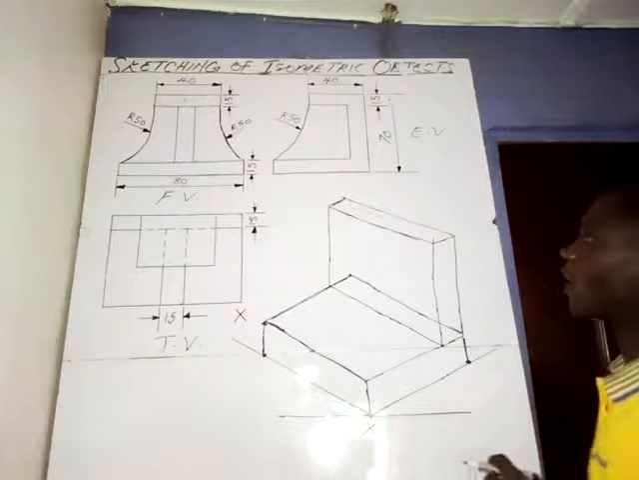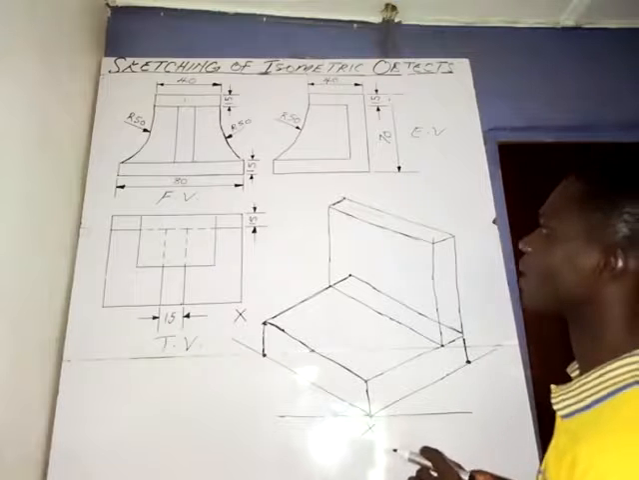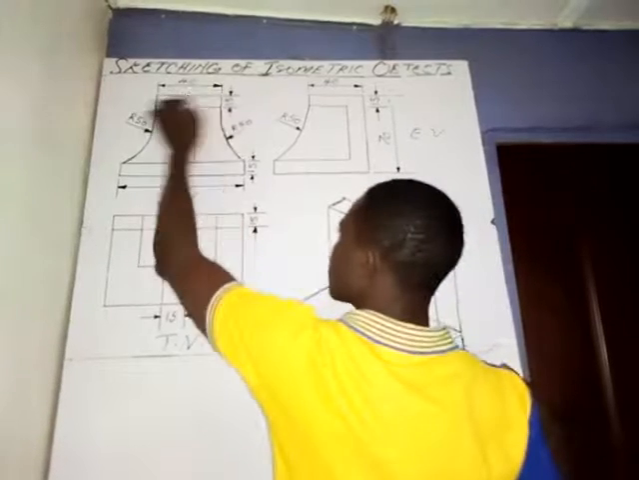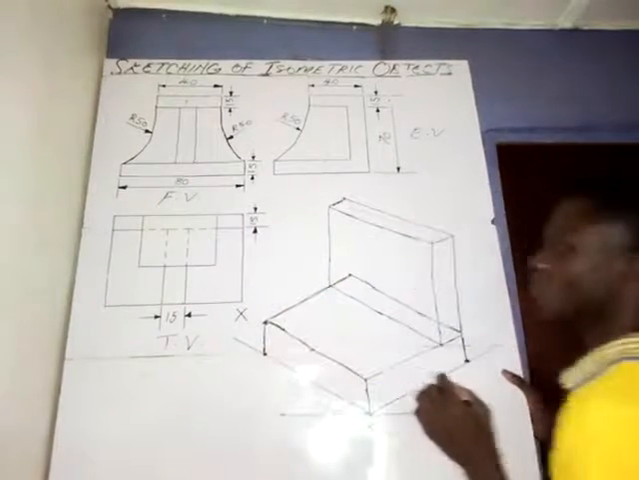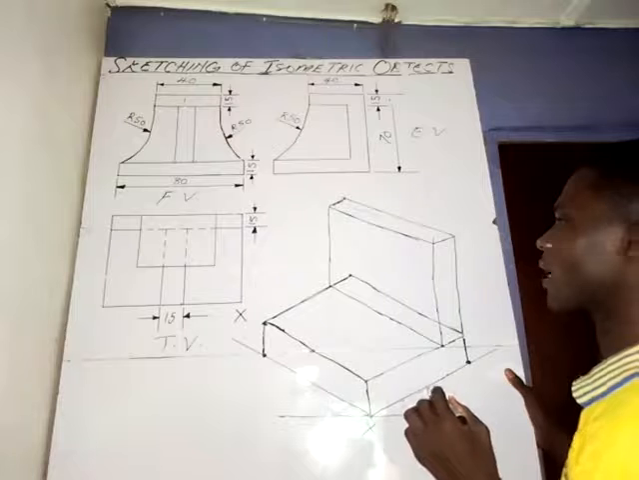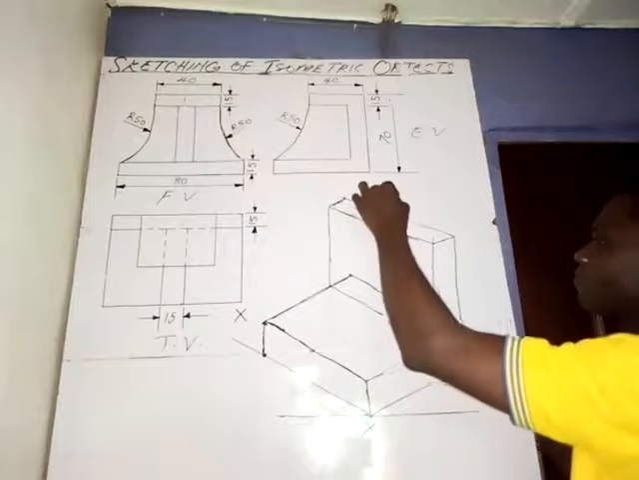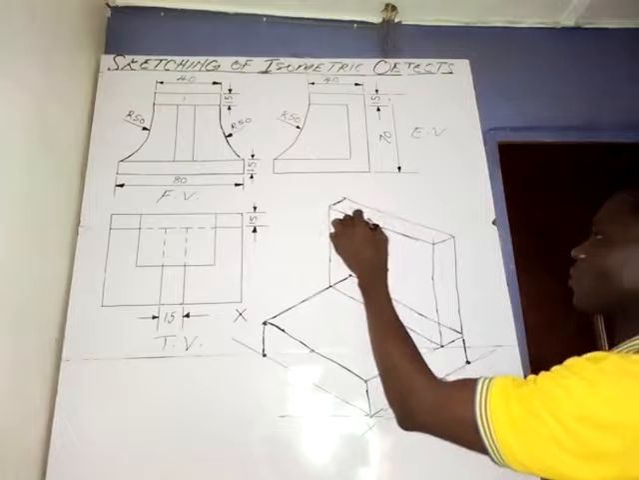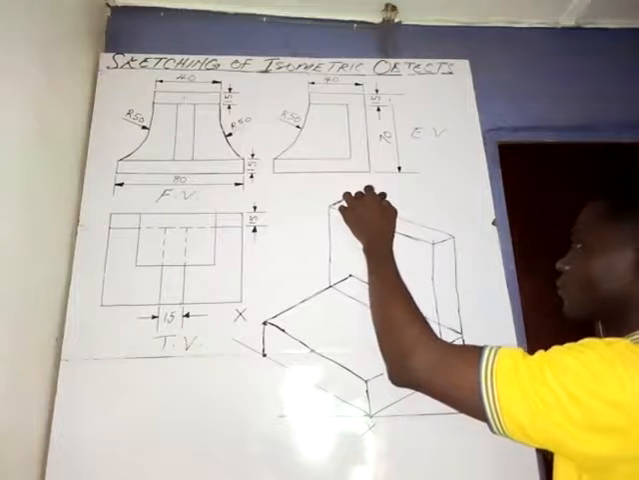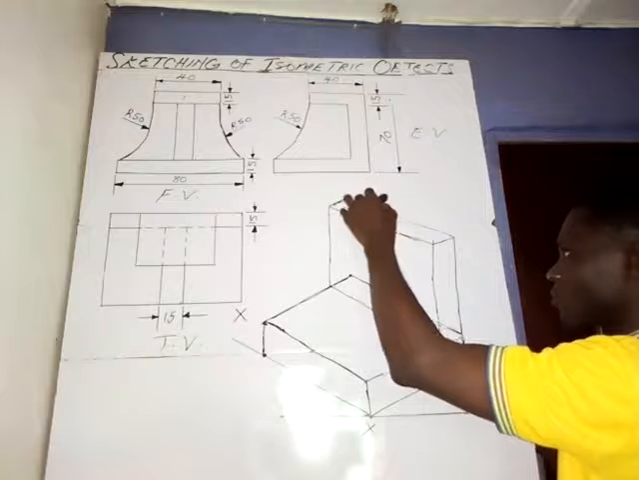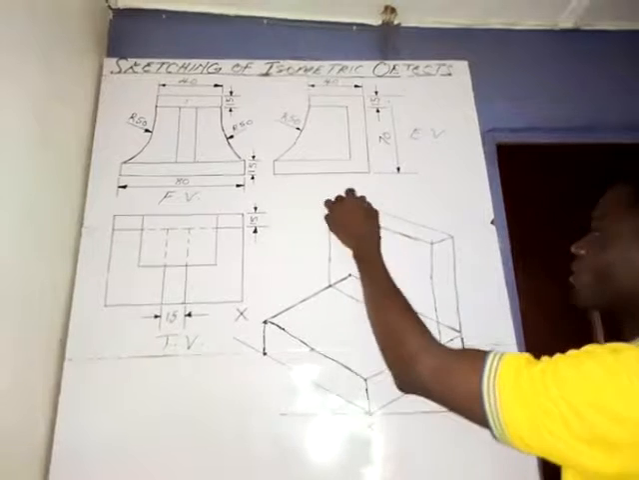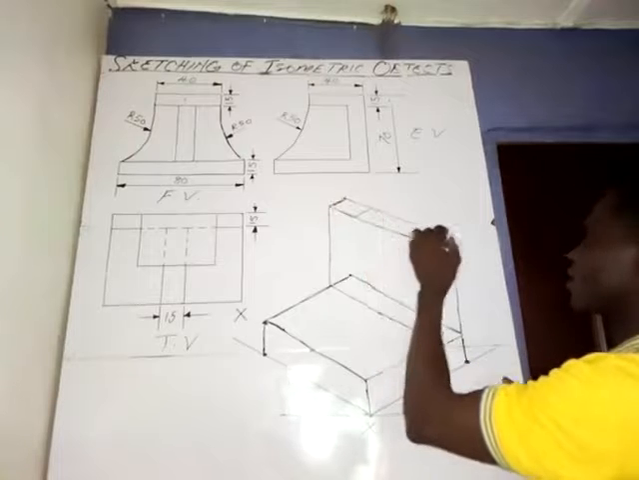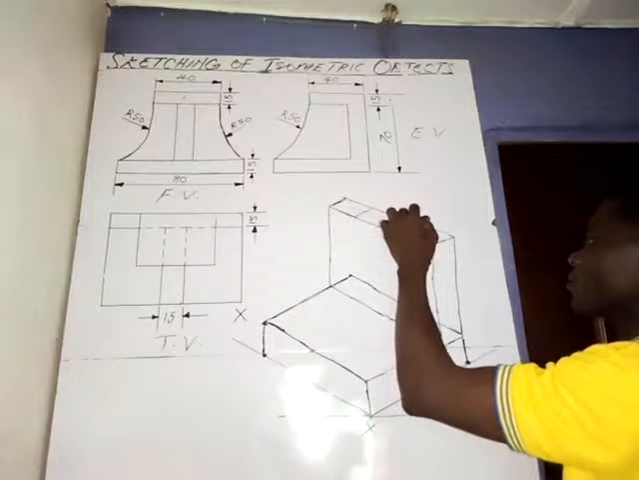So what we are going to do here is let's get this shape. For us to get that shape, let's take, as we have there, it is 40, and the whole of this is 80. So we take 20 to this side. From here, take 20 to this side.